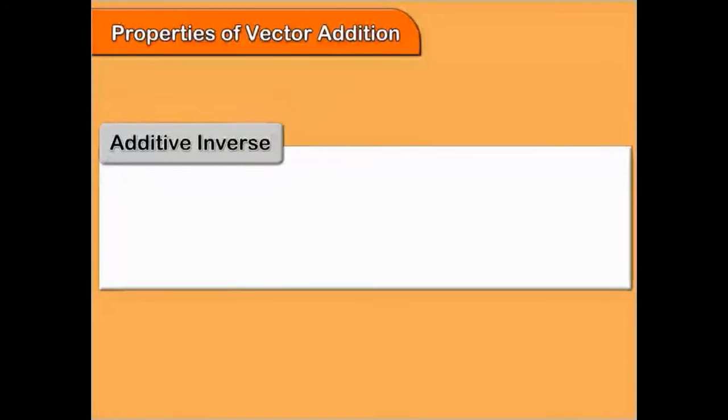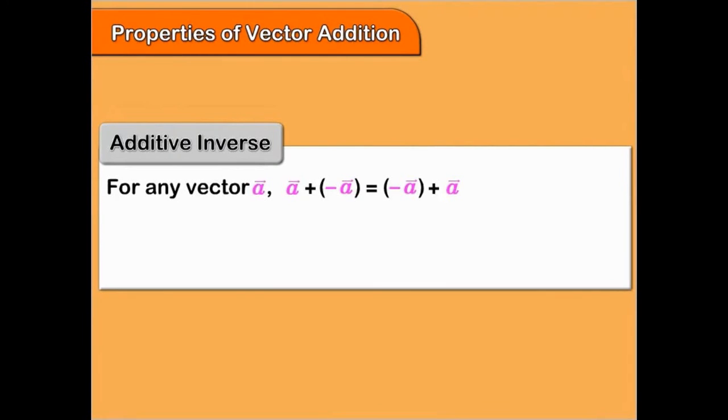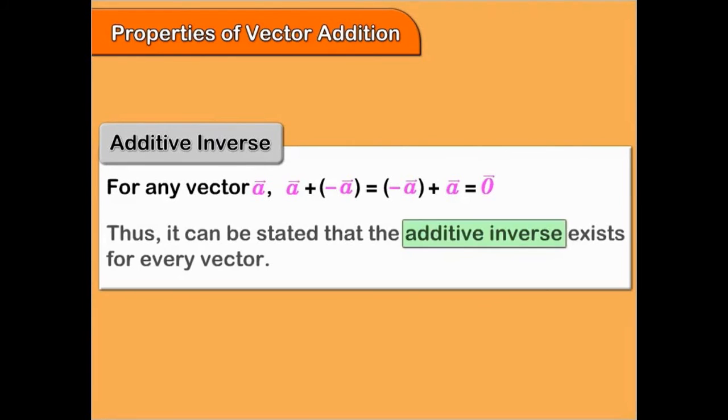Next is additive inverse. For any vector A, A plus negative of vector A is equal to negative vector A plus vector A is equal to 0. Thus, it can be stated that the additive inverse exists for every vector.